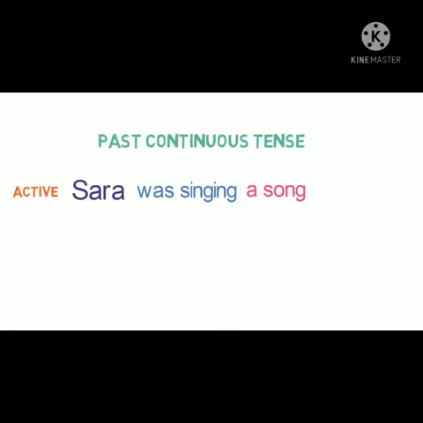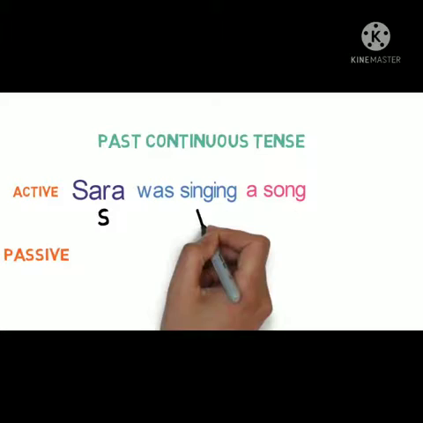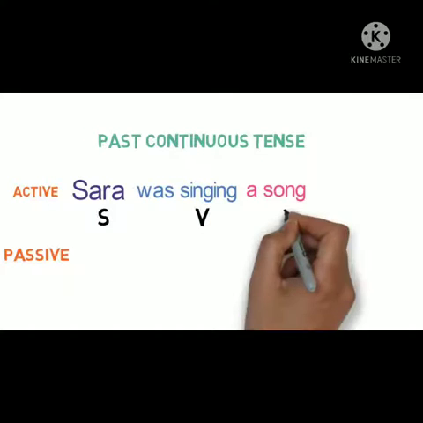Now let's see an example of past continuous tense. Active sentence: Sarah was singing a song. In passive sentence, firstly let's get the SVO, that is subject, verb and object. So here Sarah is the subject, singing is the verb and a song is the object.